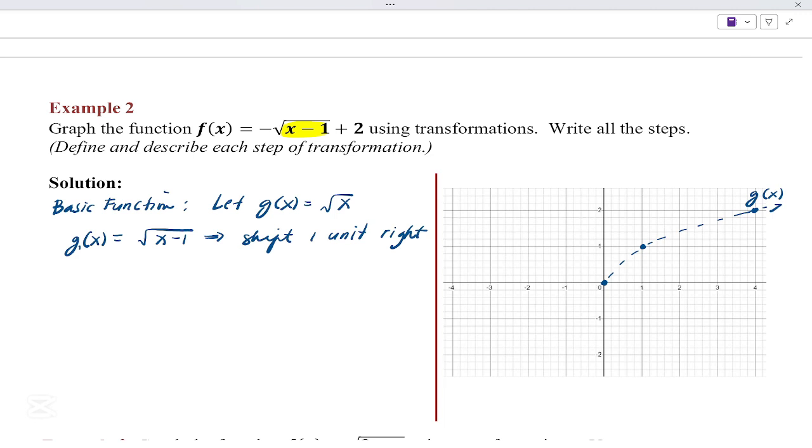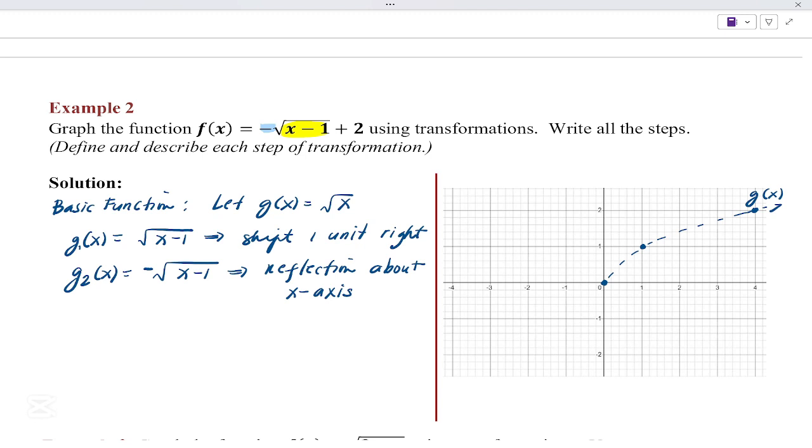And then after that, we can multiply this term by a negative, so negative in the y. So the second function g2 is equal to negative square root of x minus 1. This is the y function multiplied by negative 1. It means the graph is a reflection about the x-axis, because the negative is in the y.